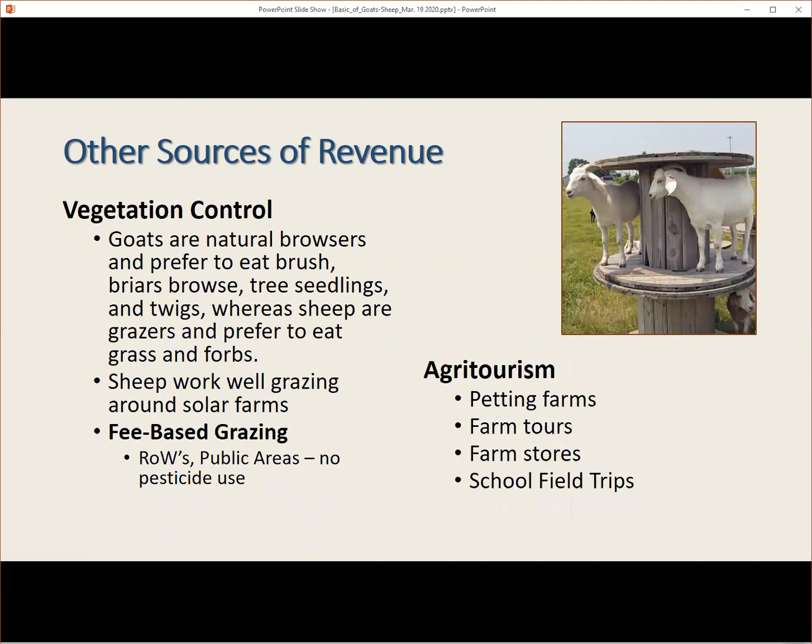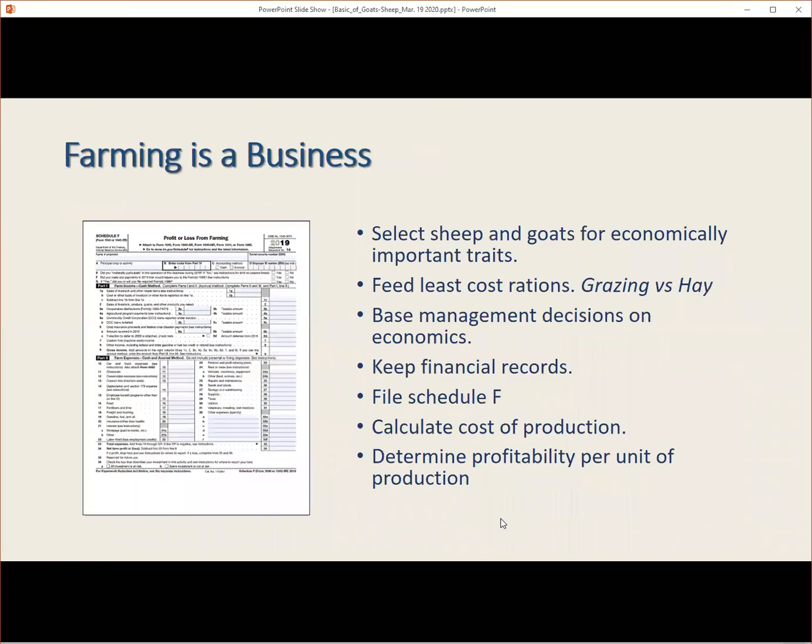And this can be done, it's a fee-based service, and it is catching on in a number of states and municipalities. And then finally, agritourism, the idea of petting farms, having these for farm tours, farm stores. We see that quite often around here, that they'll have goats or something like that at the farm store or the orchard, because families love to bring the kids out to see the animals.